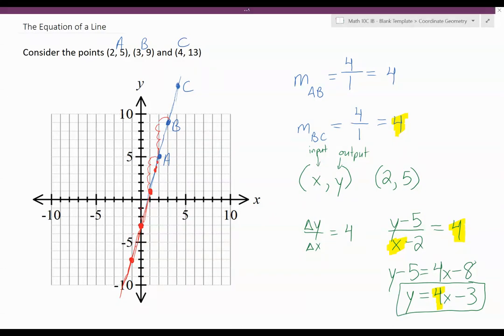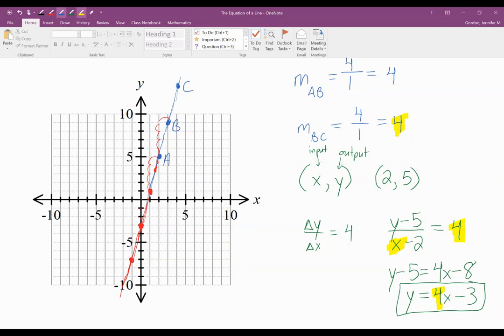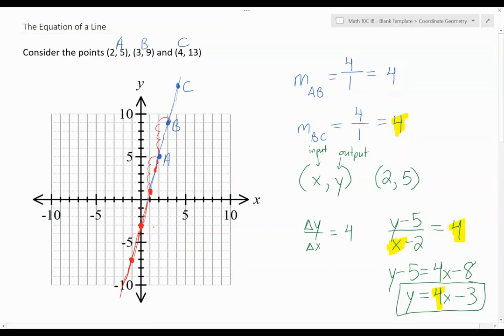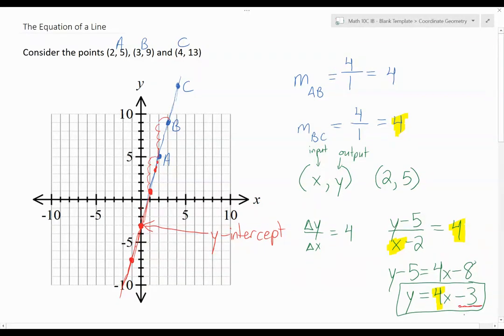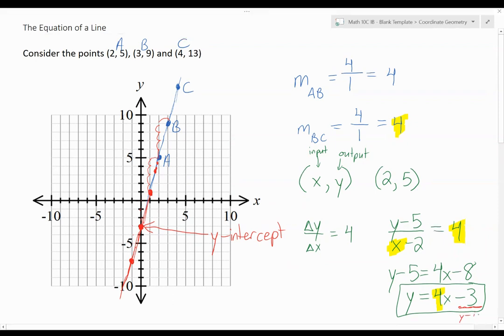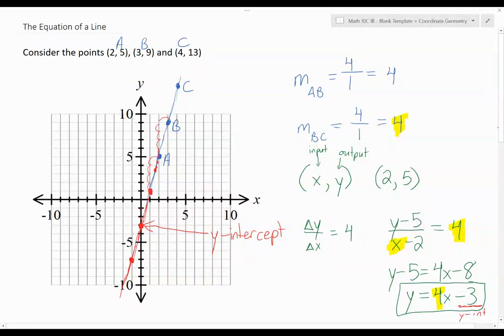Another thing that I actually want to notice here is specifically where this graph crosses the y-axis. This is called the y-intercept. The y-intercept is the value of y when x equals 0. And when x equals 0, 4 times 0 is just 0, so minus 3. This value right here, the constant term, is going to be the y-intercept for lines.